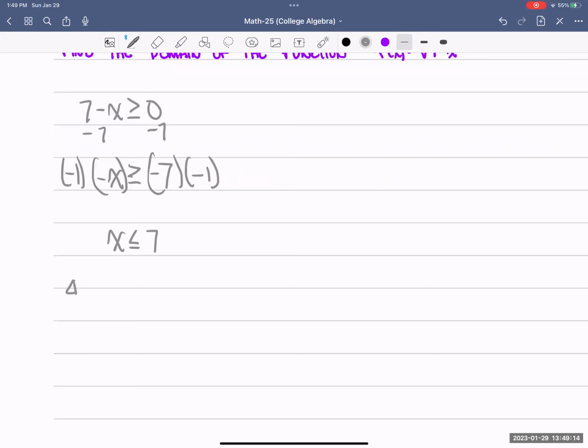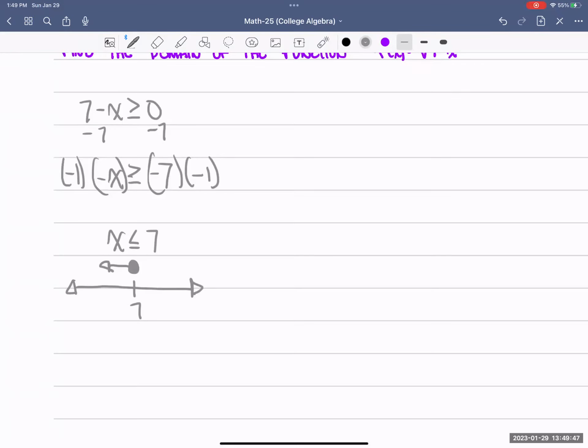Could graph this just to give us a better idea of what values we're going to put in our interval notation. Okay. Interval notation. We're going to graph it. So x less than or equal to +7. So we're looking at all numbers smaller than +7. So from here, close circle because we have less than or equal to. Numbers smaller than +7 are going to be numbers to the left of +7.